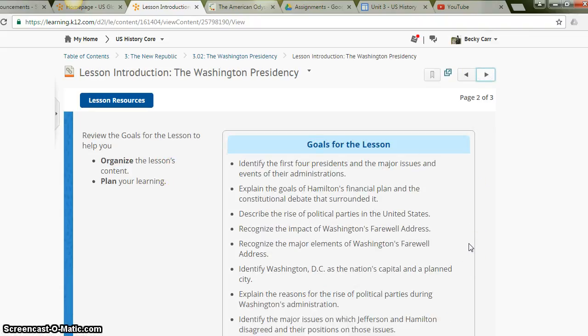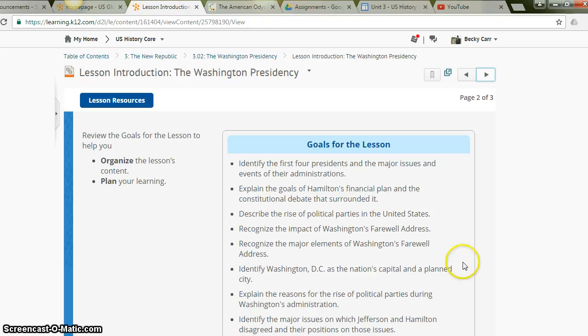Goals for this lesson: identify the first four presidents and the major issues and events of their administrations. Explain the goals of Hamilton's financial plan and the constitutional debate that surrounded it. Describe the rise of political parties in the United States. Recognize the impact of Washington's farewell address. Recognize the major elements of Washington's farewell address. Identify Washington, D.C. as the nation's capital and planned city.